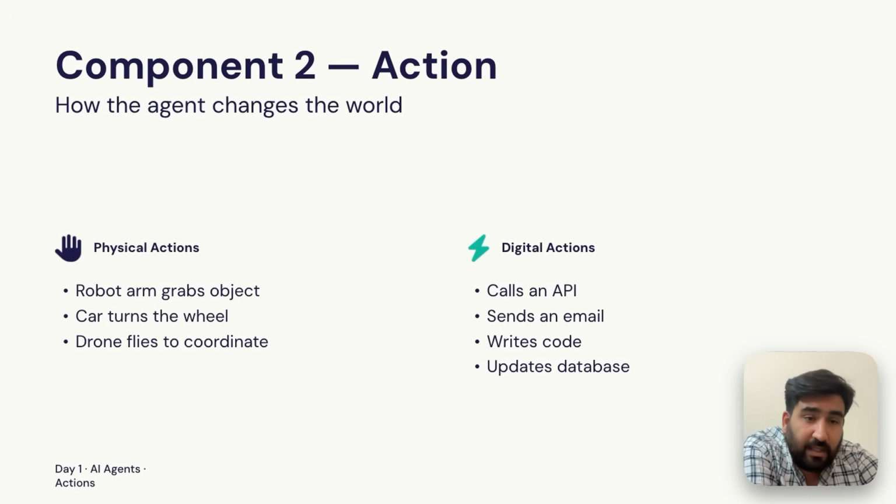Digital actions. The agent calls an API, like it opens a network connection and talks to other services. It sends an email through Gmail's API. It writes a piece of Python code and executes it. It updates a row in the database. It posts a message to Slack or Discord. It books meetings on your calendar. It transfers money through payment systems and so on.